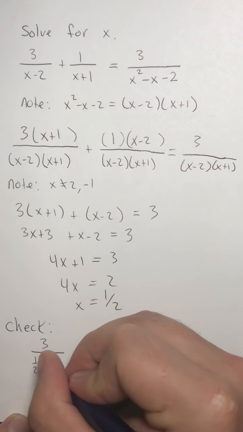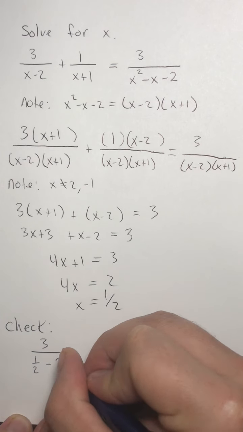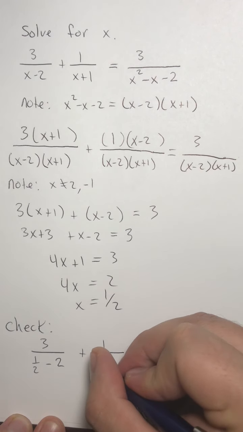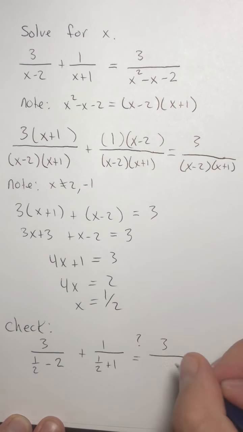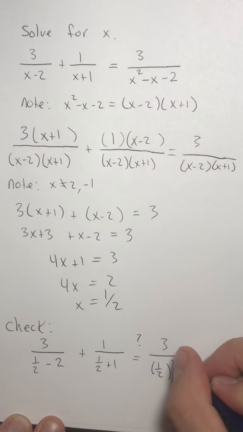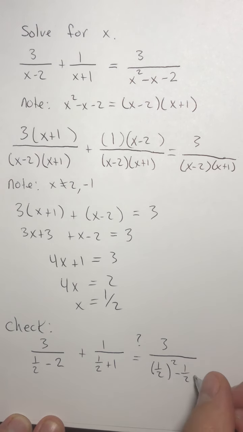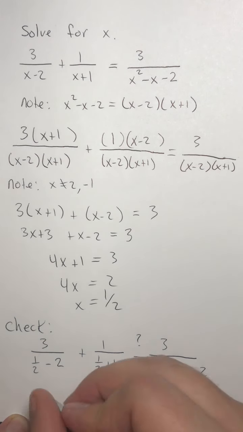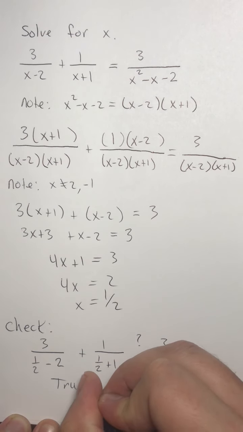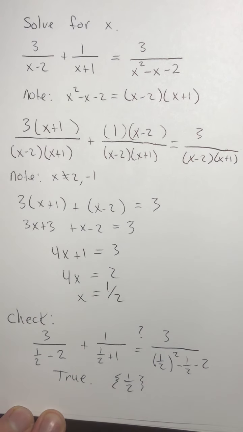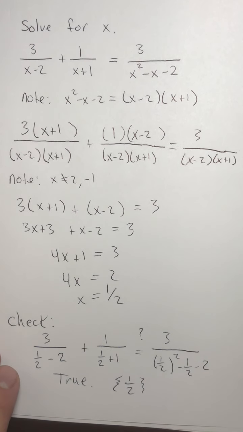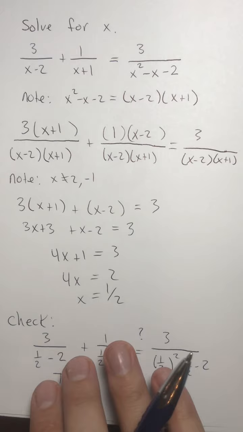So I'll let the viewer do the calculator work here, but in order to show the proposed solution is correct, and if we're using set notation, then we would have 1/2 inside of the curly brackets.